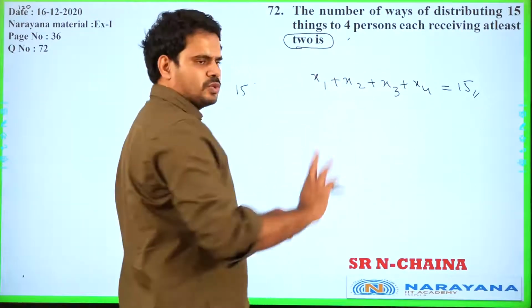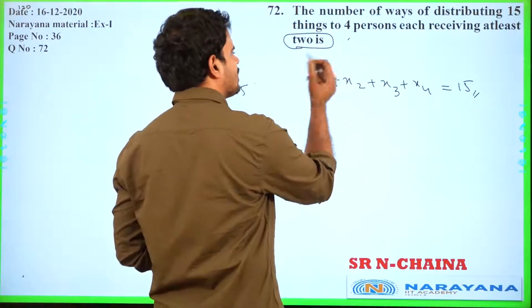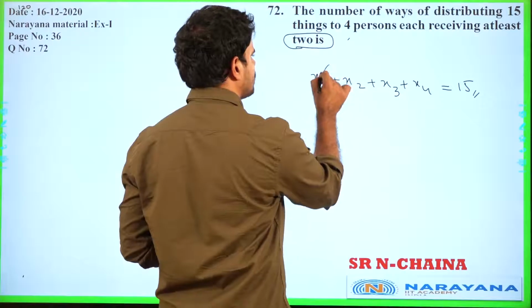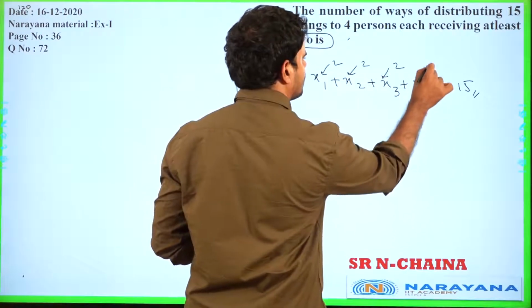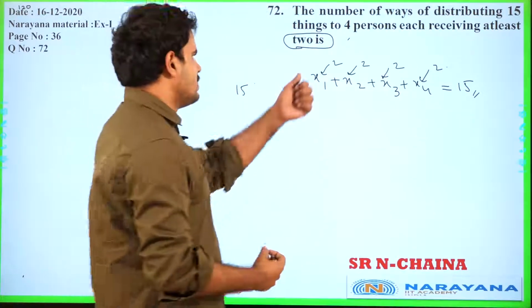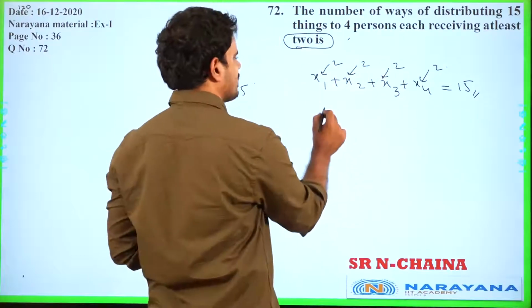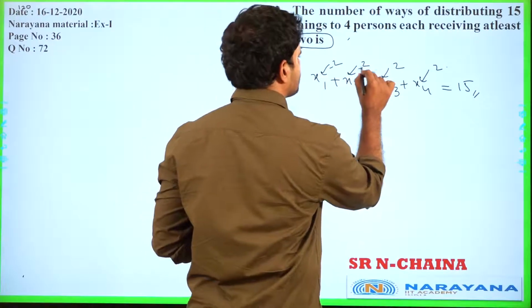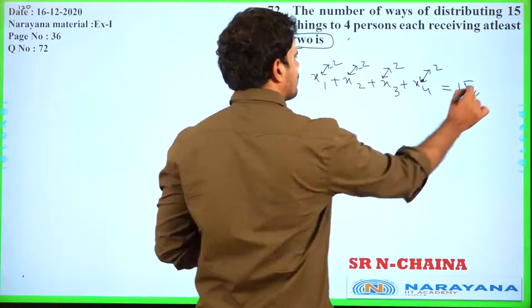First I'll give each of them 2. So for this fellow I'll give 2, for this fellow I'll give 2, I'll give 2, I'll give 2, I'll give 2. For each person I'll take 2, because each one requires at least 2. So if I remove 2 from each of the 4 people, that becomes minus 8.